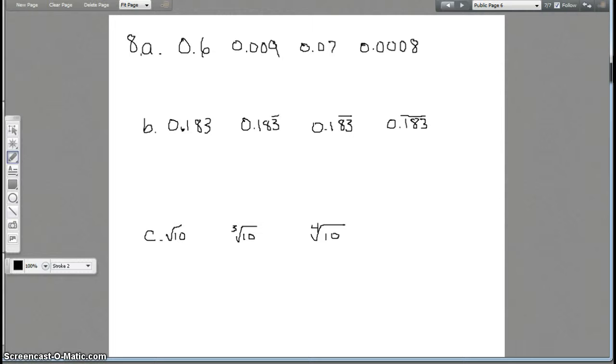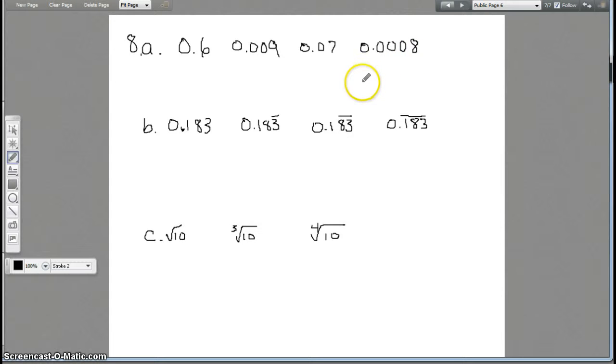Problem number 8 says arrange each of the following sets of numbers in order from smallest to largest. So we need to make sure we have the smallest first and then we go up to the largest at the end. So let's look at Set A. Set A, we have 0.6, 0.009, 0.07, and 0.0008.